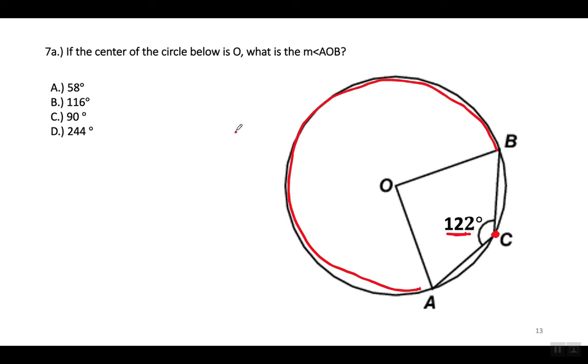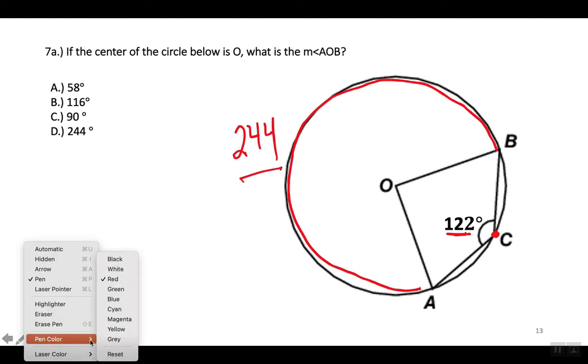It has to be the double of that angle. So that means that this arc is 244. Now that I know that this arc is 244, let me change colors here.